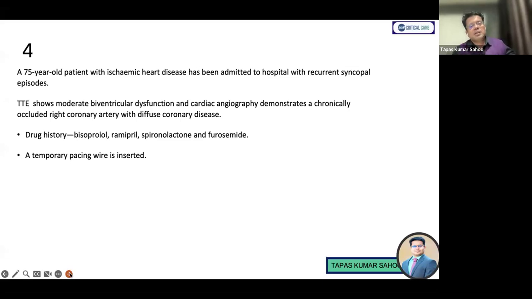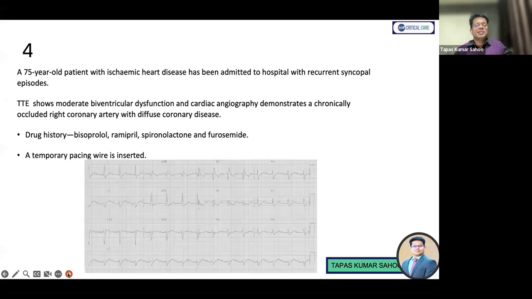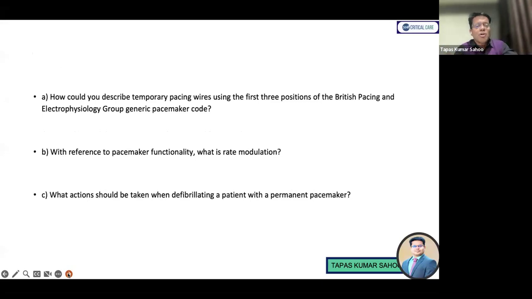So it's an ischemic heart disease patient with recurrent syncopal attacks, and you did the transthoracic echo and angiography, and you did the temporary pacing. Now this is the ECG. The question is, how could you describe the temporary pacing wire using the first 3 positions of the British Pacing and Electrophysiology Group generic pacemaker code? The second question is, with reference to pacemaker functionality, what is rate modulation? The third question would be, what actions should be taken when you defibrillate a patient with a permanent pacemaker?